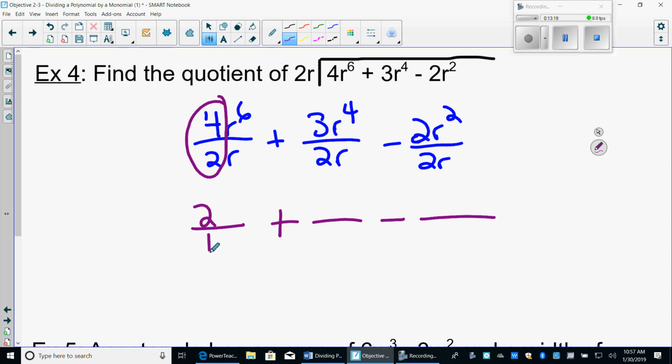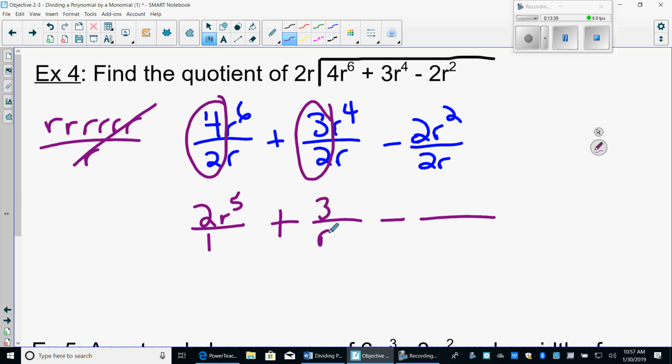Okay? All right, 6r's up top. Y'all with me on that? 1, 2, 3, 4, 5, 6. 1r in the bottom. How many cancels? 1, leaving you with 5 in the top. Okay? What do you do with 3 over 2? You just leave it the same. Okay? Well, it's not 3 over r. 3 over 2. Okay, 4r's up top, 1 in the bottom. 1 cancels, leaving you with r to the 3rd up top. Okay? How about 2 over 2? That's 1 over 1, and then r in the top.